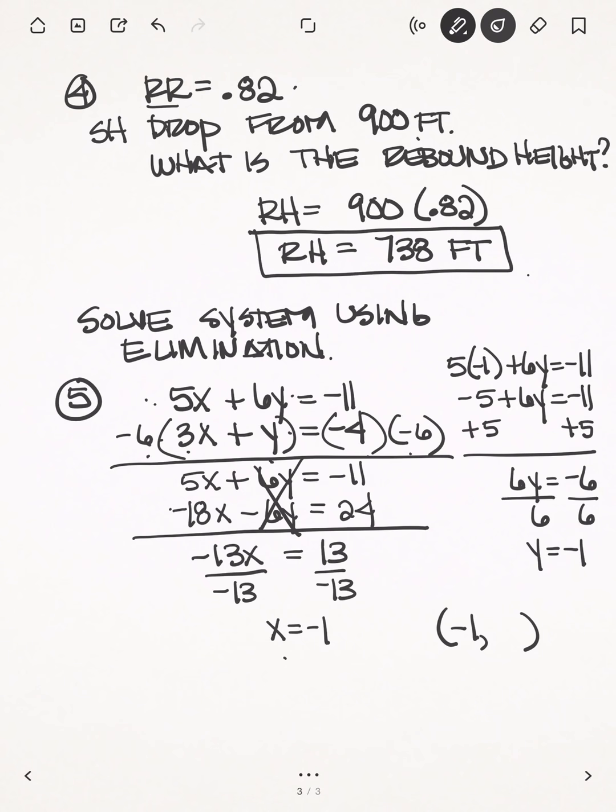Notice I got negative 1 twice. That's kind of strange, but if you plug that point into both equations, it would check in both equations. So this is the intersection of those two lines. If I graph these two equations, they would cross at the point negative 1, negative 1. And we solved that using elimination. Okay, next problem. I feel like I went kind of fast on that, so if we need to pause for you guys to catch up, then do so now.